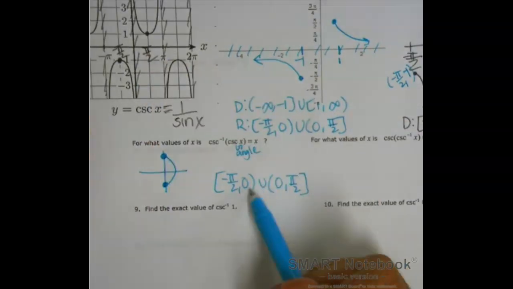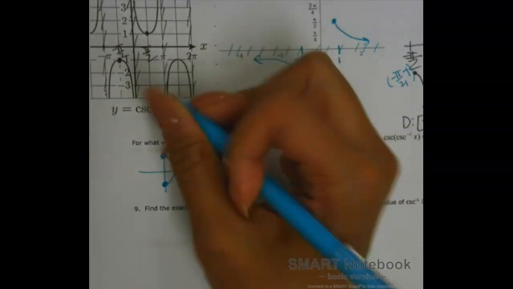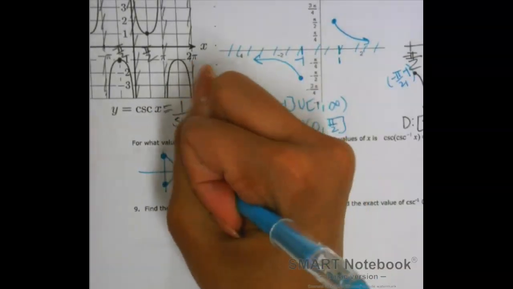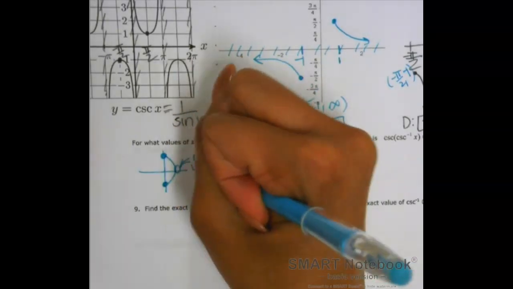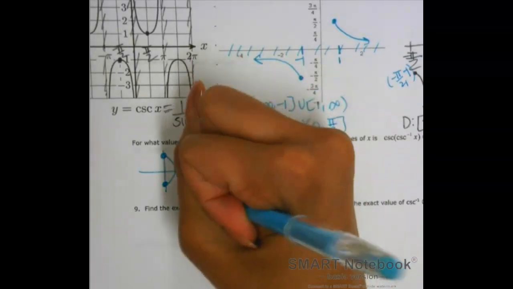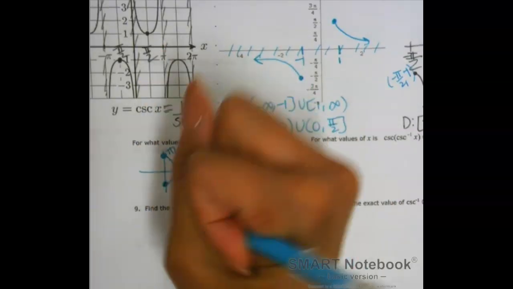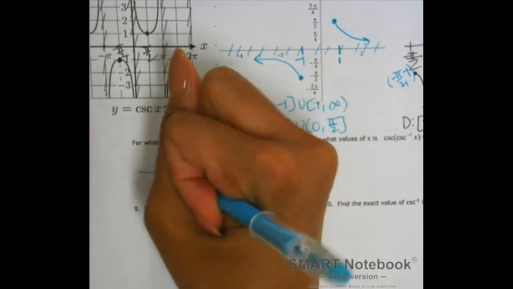Remember how we skipped over 0? That means you cannot include 0. So I'm just going to put a big open circle along the x-axis for 0. I'm going to make a note. 0 is not included. Pi over 2, negative pi over 2. And it could be any numbers in between.